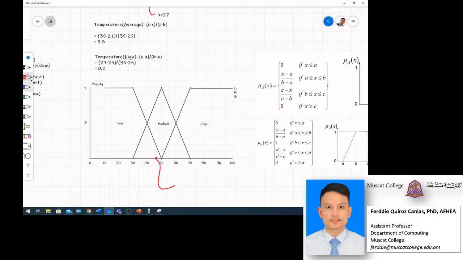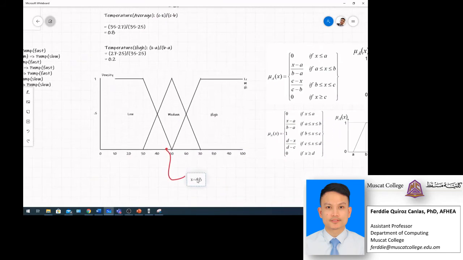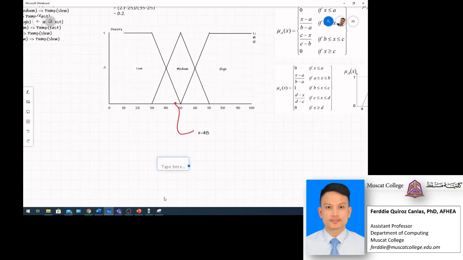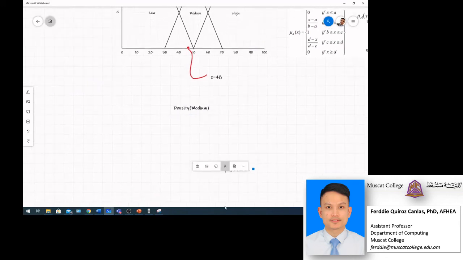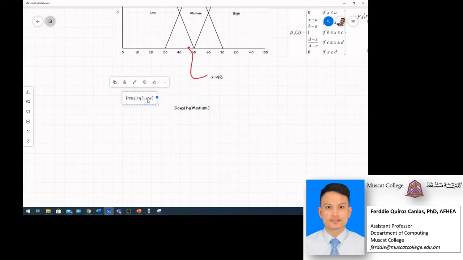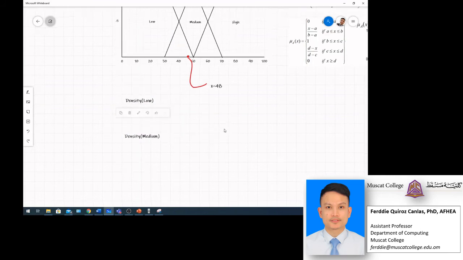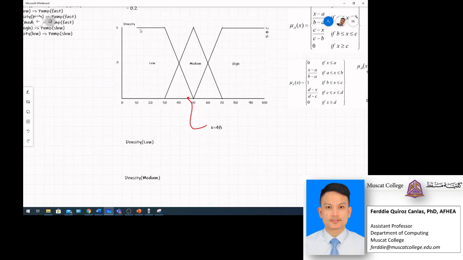So this is our x. X is 48, right? As given here, the example. Yes, it's 48. Okay, so it means that we'll be following density, medium. And we'll be using the other one, which is density low, right? So this one is low. So we have medium and low. Okay, let me just put it in here. And let me put it in here. So we have two. So density is falling with medium and also with low.